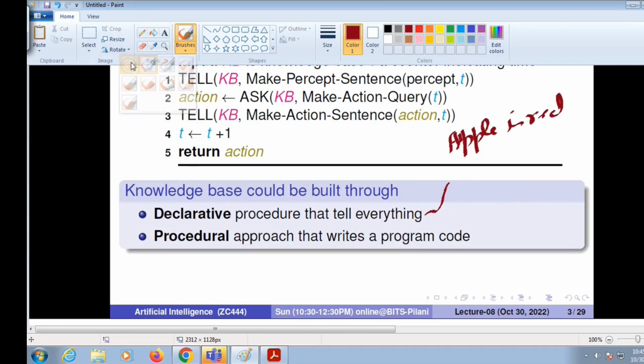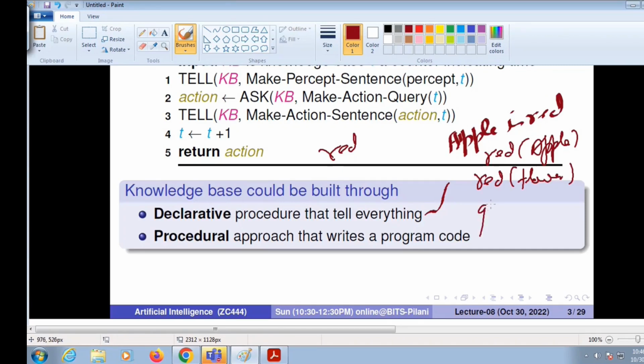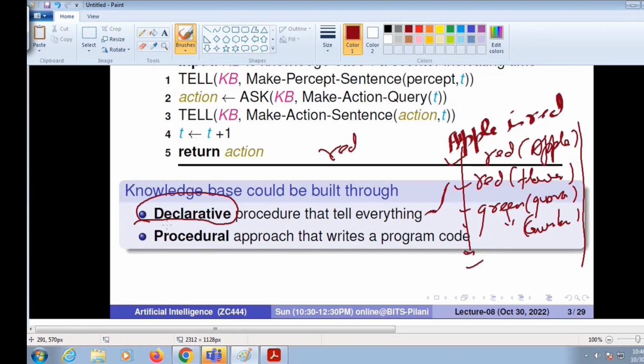So what could be the right way to define apple is red? You define a property red, and you say that red apple means apple is red, and you can say that red is the flower. Similarly you can define green something, and you can say the guava, cucumber is green. So every piece of information you are coding in some way, and if you provide every piece of information in this particular way, it is called what? It is the declarative one. In the declarative one, you are declaring everything.